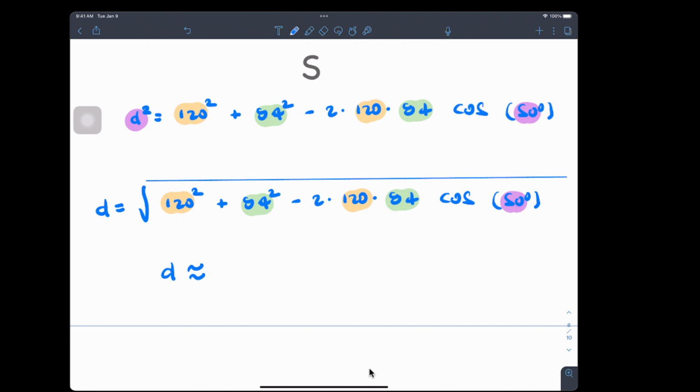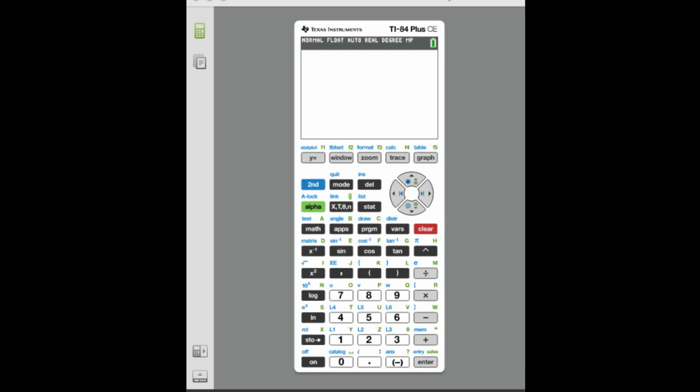So here we go. Let's get out the calculator. All right, you guys ready to enter this? Here we go. Square root of 120 squared plus 84 squared minus 2 times 120 times 84 times cosine of 50 degrees.